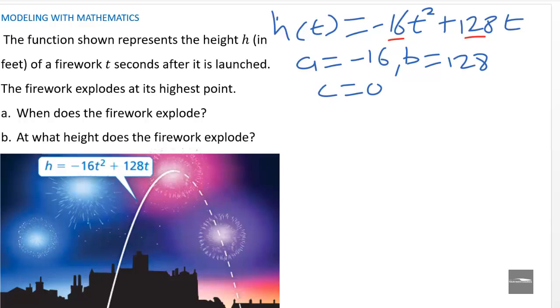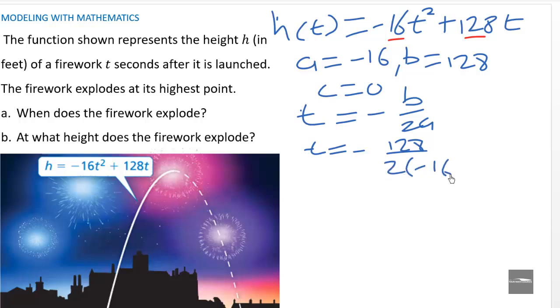Remember that the vertex will coincide with the maximum point. So we apply the knowledge of finding the coordinate of the vertex over here. So this time t will be equal to negative b over 2a. So t will be equal to negative of 128 over 2 times negative 16.